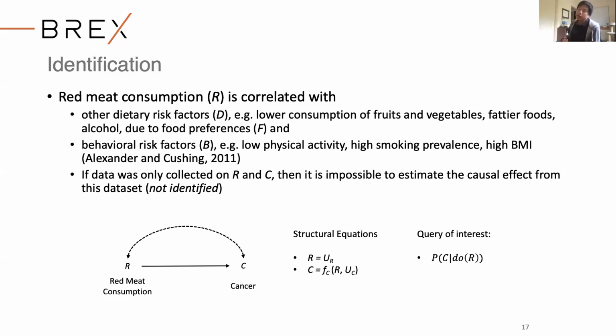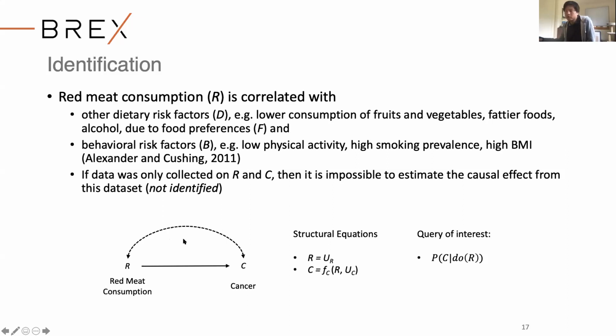So if this is the underlying causal structure where I have red meat consumption, I want to know the effect of this edge. How strong is this edge? Is it 0 or is it larger? But the problem is that there are unobserved latent confounders, right? So there are other things that are associated with red meat consumption and are also associated with cancer.